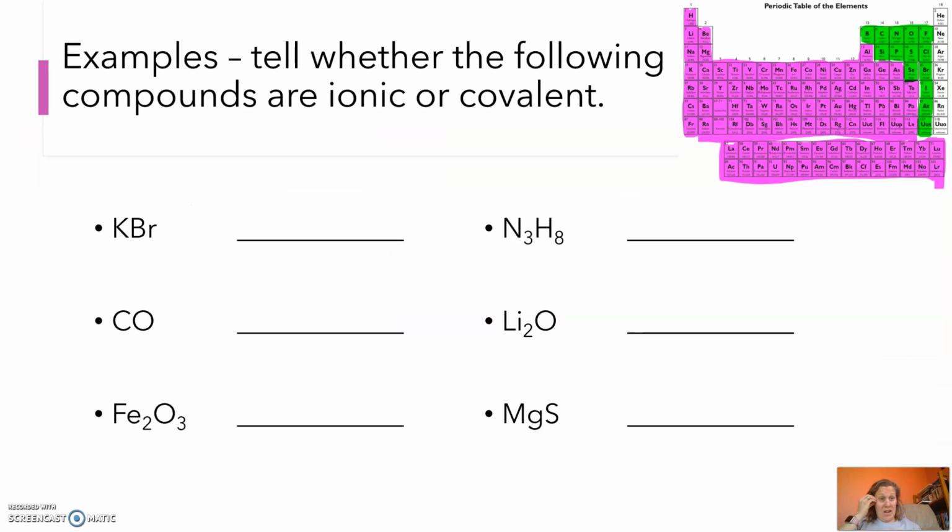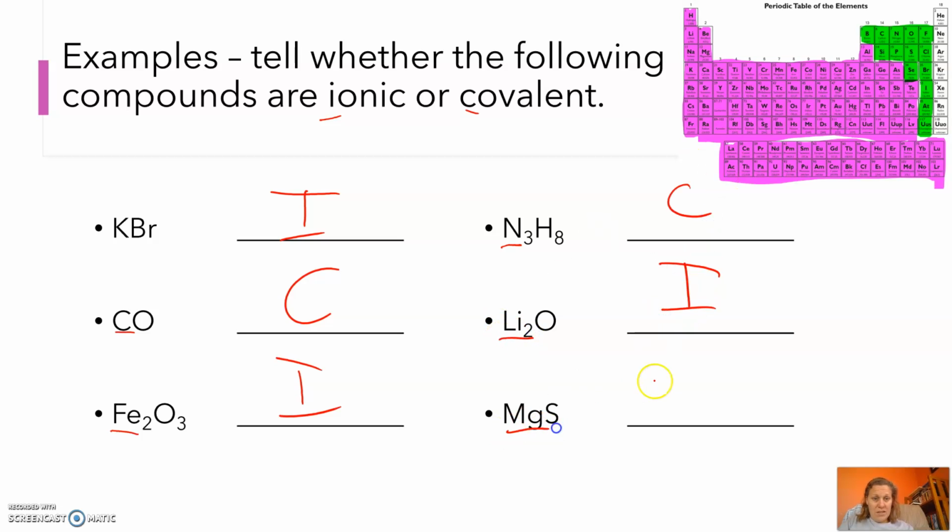So, examples, and I kept the color coding in. Tell whether the following compounds are ionic or covalent. Purple or pink, ionic. Green, covalent. Just look at the first element. So, ready? I'm just going to do I or C. So, K, metal, ionic. Carbon, non-metal, covalent. Iron, metal, ionic. N, covalent. Lithium, ionic. Magnesium, ionic.